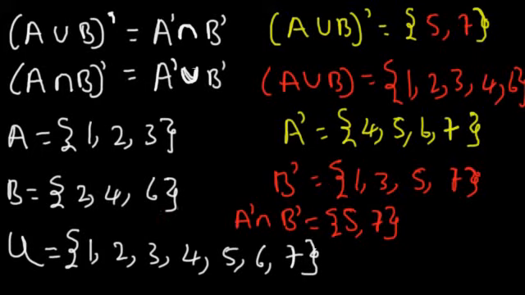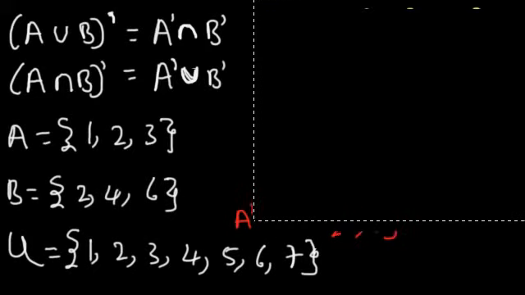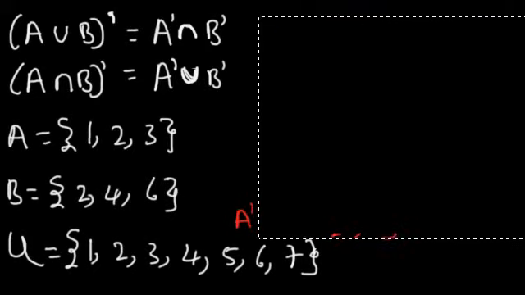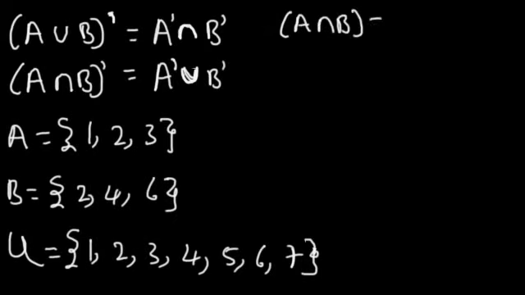Now let's try to check the second one as well. It says that A intersection B prime is equal to A complement union B complement. So let's try to check it out. Let's find A intersection B. What is the value of A intersection B? This is A, this is B. We have 2 alone to be their common element.